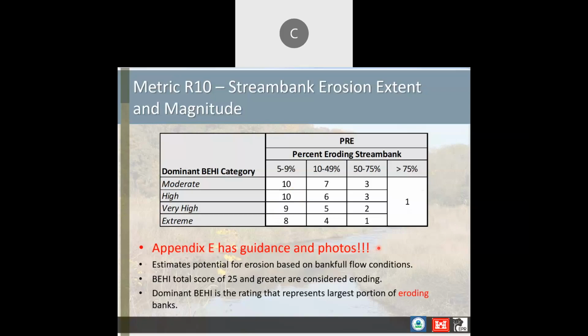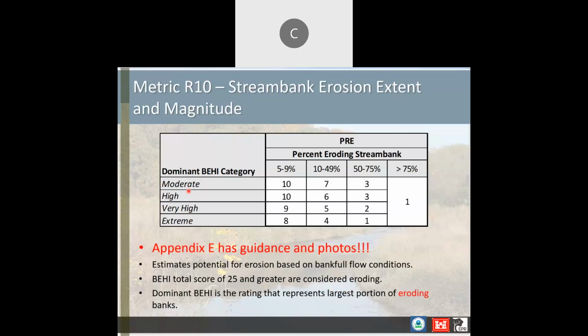I will say I cannot do BHI justice in the time that we have today, but we do have Appendix E, which has both guidance and photos. If you're wondering, I just said what percent of your stream banks are eroding, but Sydney, how do you define eroding? In order to be considered eroding in this methodology, we need a BHI total score of 25 or greater to be considered an eroding stream bank.